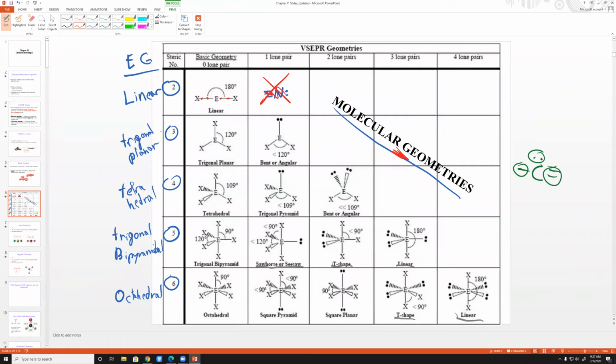That's a key thing. Electron geometry is the same as the molecular geometry when there aren't any lone pairs to create additional repulsion. So here, the groups are perfectly 120 degrees apart, because 120 times 3 is 360, and it's in a circle. It's also trigonal planar, meaning it's on one plane.